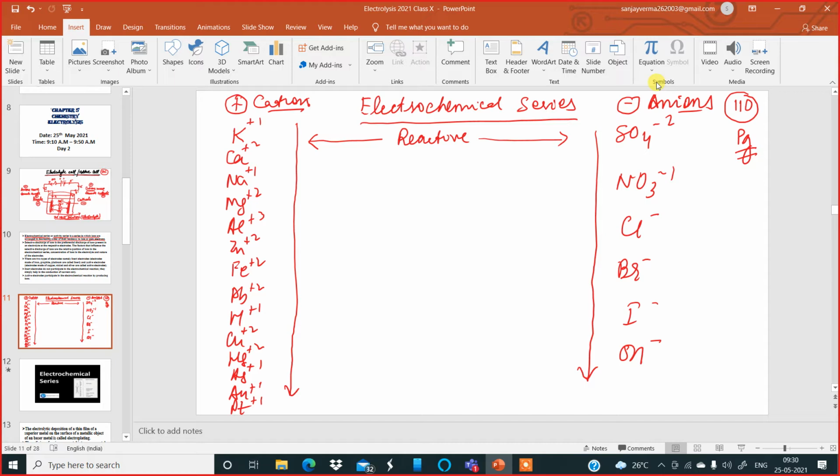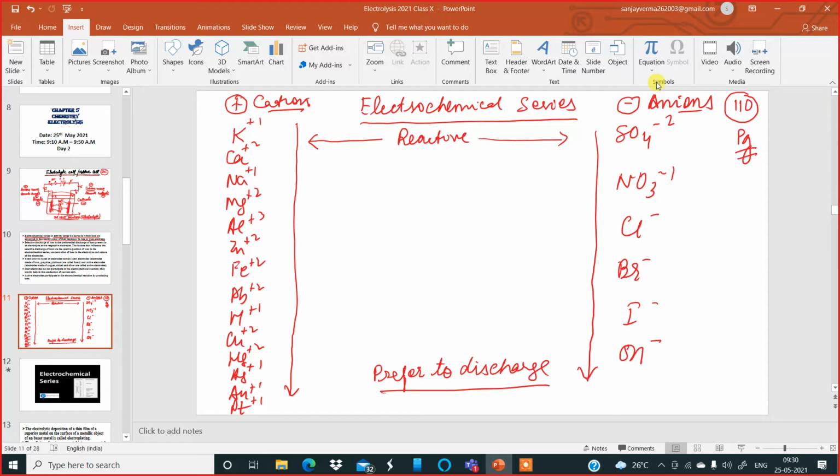But as you move from top to bottom in this series, the ions which are placed at the bottom prefer to discharge.